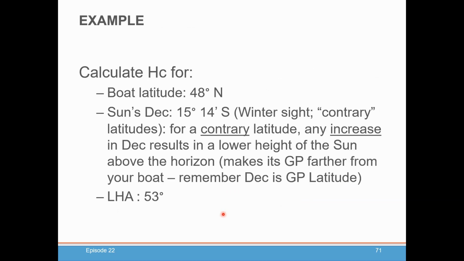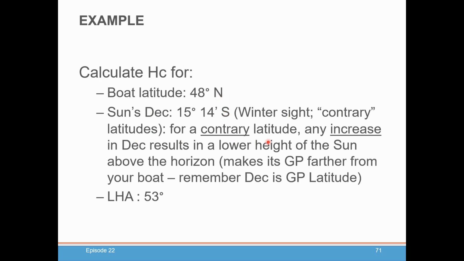So let's take a quick example here. Let's assume our boat is at latitude 48 degrees north. The sun's declination is 15 degrees 14 minutes south. So at 48 degrees north, sun being 15 degrees south, we're in some kind of winter season for someone in that latitude. The latitudes are contrary, so boat's at north, sun's at south, so it's a contrary latitude.